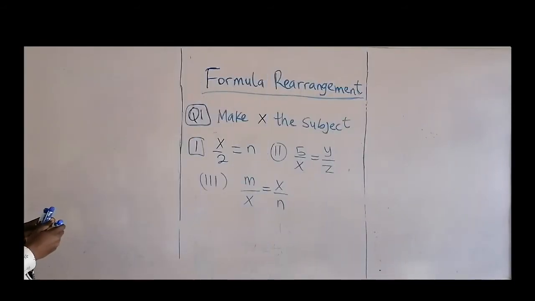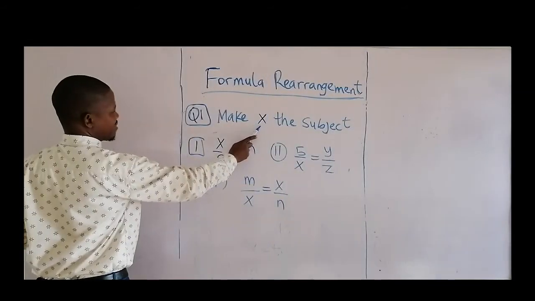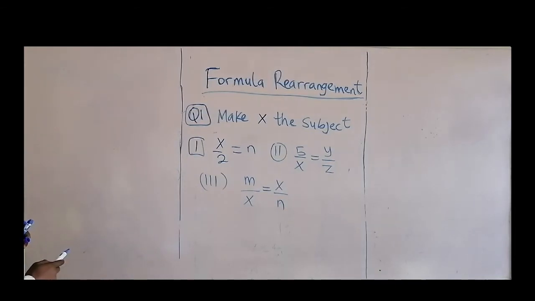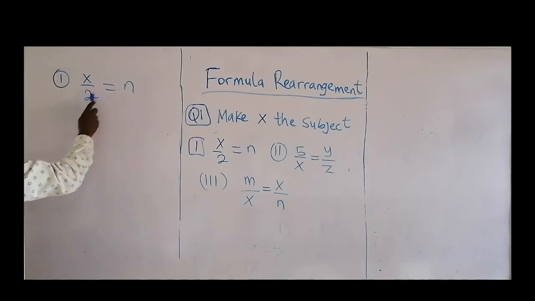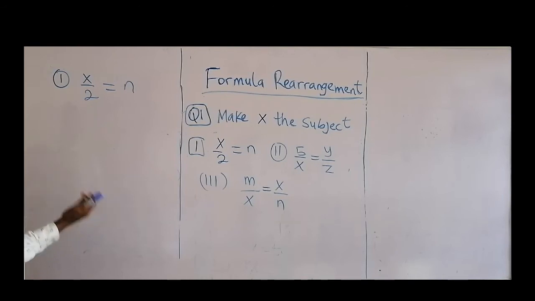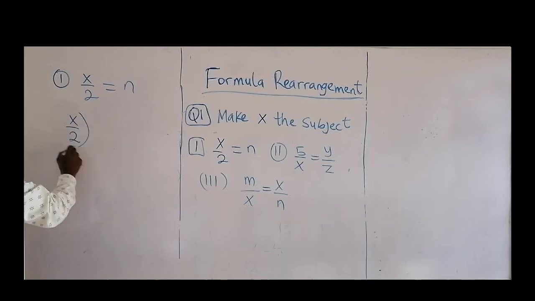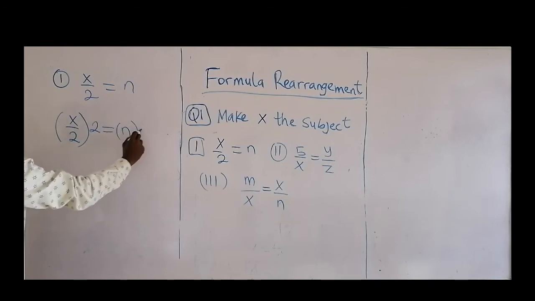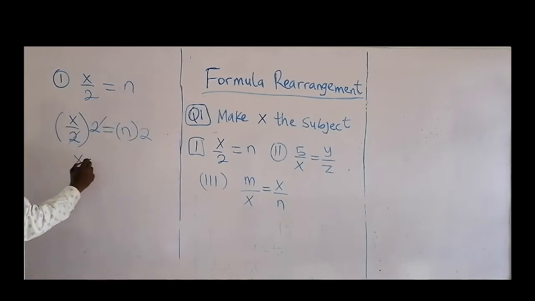Another set of questions we have here. Make x the subject for the following questions. Question 1. This is a fraction, and this is not a fraction. I want to look for a way to cancel the fraction so that it can be uniform. What do we do now? Very simple. Just multiply both sides by the denominator, and then we cancel that fraction. So the 2 cancels here, then I have x equals 2a. And that finished question 1.